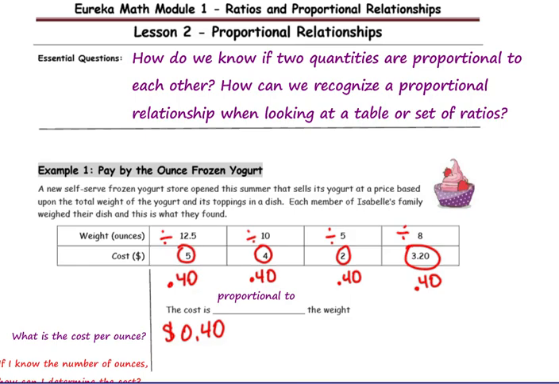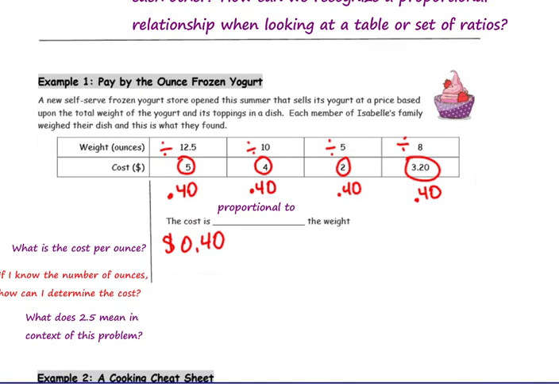If I know the number of ounces, how can I determine the cost? So in this case, we knew the number of ounces and the cost, and we were finding out how much it cost for 1 ounce. In this question, they're asking, if I know the number of ounces, how can I determine the cost? We know that each ounce costs 40 cents. So 1 ounce is 40 cents. 2 ounces would cost twice as much. 3 ounces would cost 3 times as much. So we're multiplying the number of ounces times the cost per ounce.